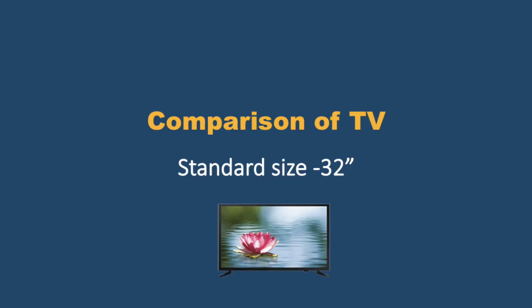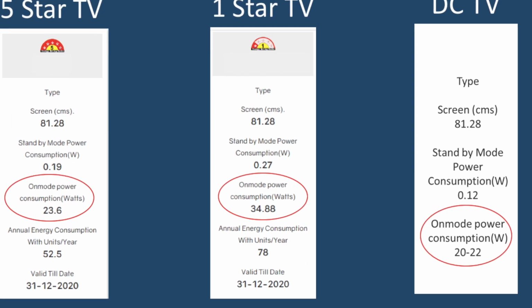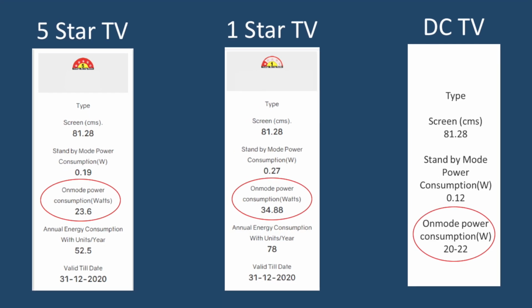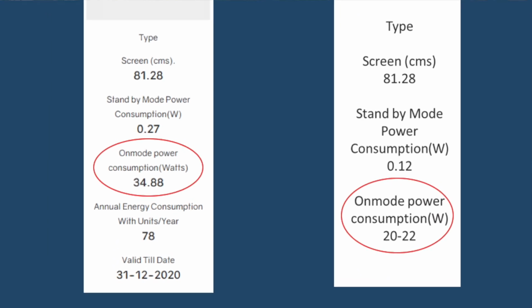So running DC appliances on DC power saves you a lot of energy. The amount of energy consumption also depends on the star rating, and whether it is AC or DC. A 2-star rated TV will actually require 34.8 watt to operate, and a 5-star in comparison will require only 23.6 watt. And if you compare the same thing with only DC based TV, then it is only about 20 to 22 watts. So you can see the difference in the power requirement, which means the difference in the energy requirement, which means the difference in the operating cost or the bill that you are going to pay.